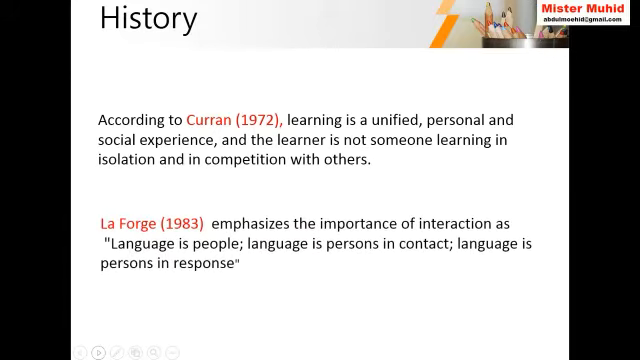And also La Forge emphasized the importance of interaction. Language is people, language is a person in response. So based on La Forge, he means that language is person. If you don't have any person, you don't have any language. If you don't meet any people, any friend, anybody in this world, you don't have any language. That is from him.